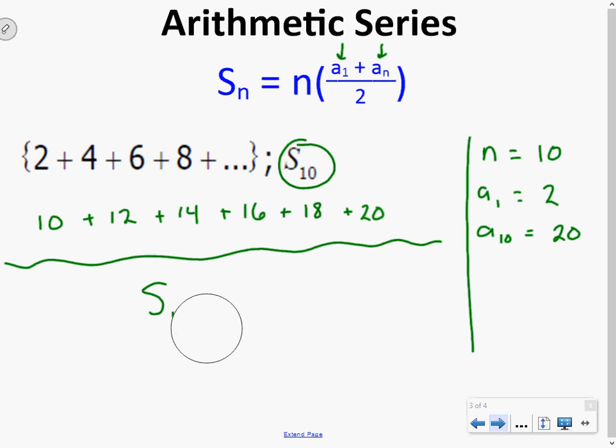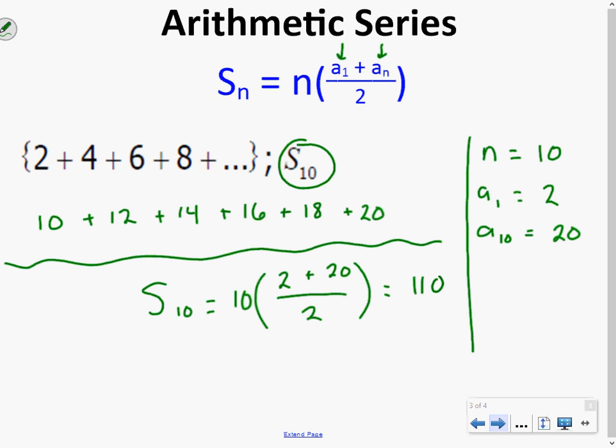Let's see, we can go ahead and just jump in and do the sum of the first 10 here. So we're going to have 10 for n. We've got 2 for A1. We've got 20 for A10. Divide by 2. So then if we're just following our order of operations, if we're simplifying this, we are going to get 110. So if I take the first 10 terms in this sequence and add them all up, I'm going to get 110.